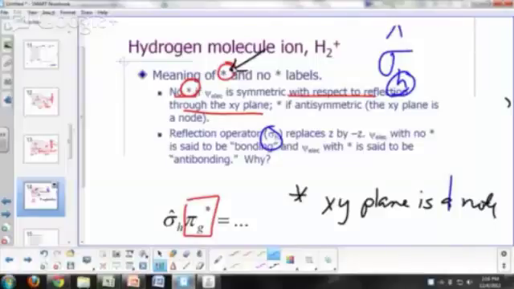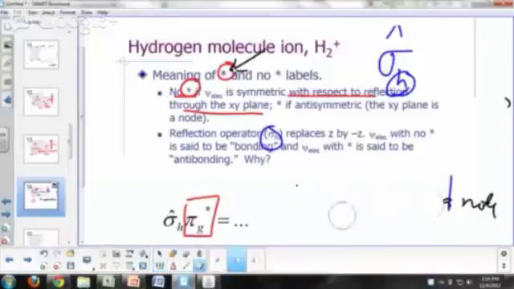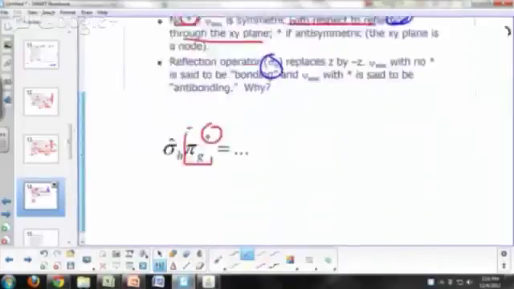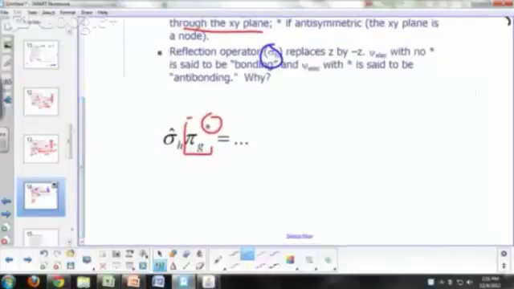And if you apply that operator on your wave function and you get back the negative of the original wave function, then you have to put a star in the name of that function. So you have an anti-bonding orbital. So in this particular case, if I have sigma h operating on the pi g star, what would I get?